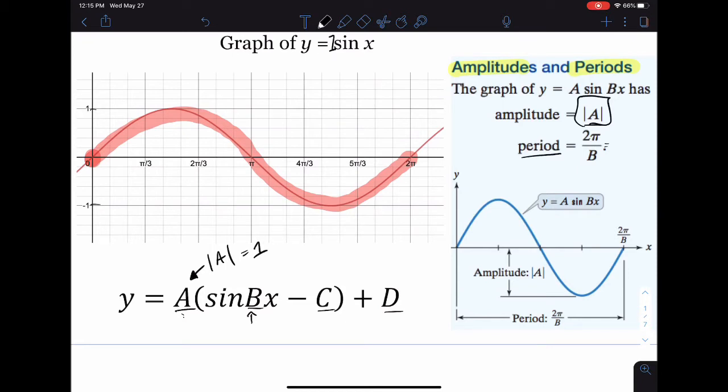So b goes with period. For this one, b is just 1 because there's just a 1 in front. So it's 2 pi divided by 1, which is 2 pi. So this one, sine of x, which we already know, takes 2 pi to go through one full period. Those are the two terms, amplitude and period.